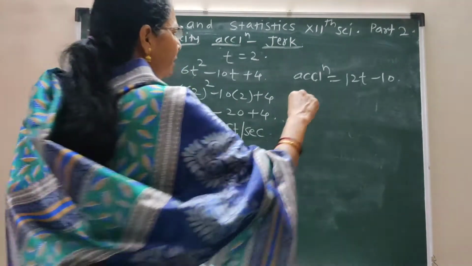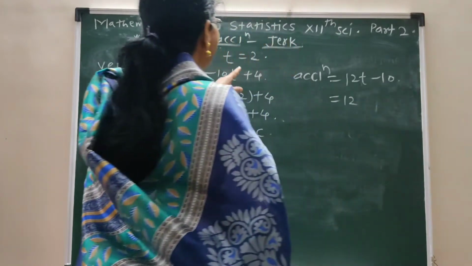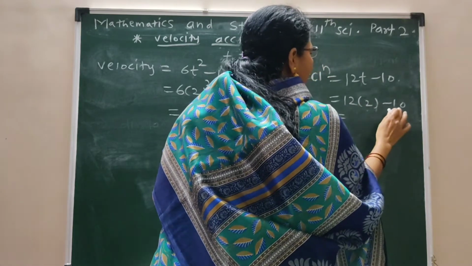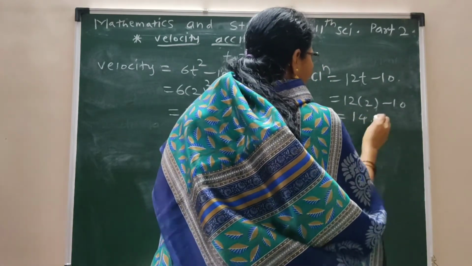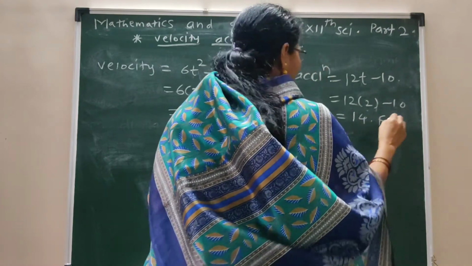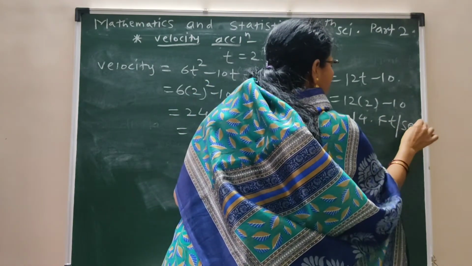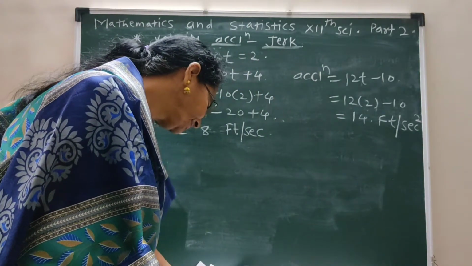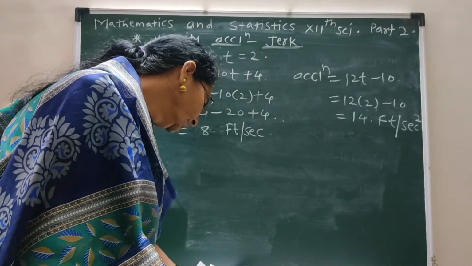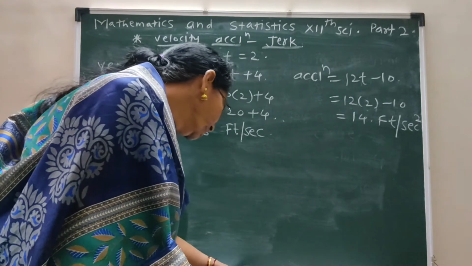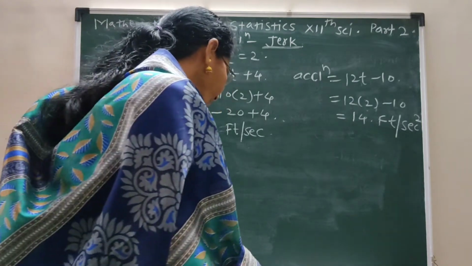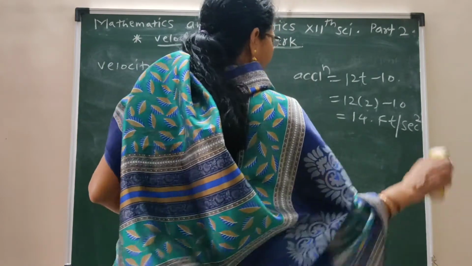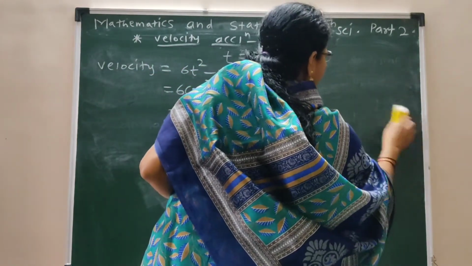Next is acceleration, which is equal to 12t minus 10. t is equal to 2, so 24 minus 10 is 14. Now this is feet per second square. Acceleration and velocity are done, and we have to find displacement. Acceleration was not asked; displacement we have to find.